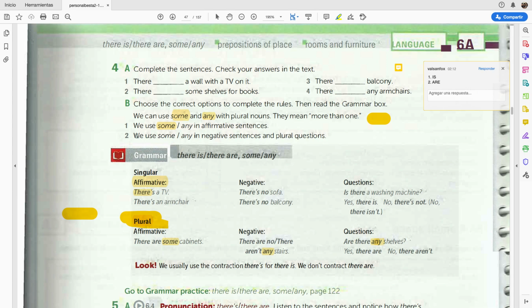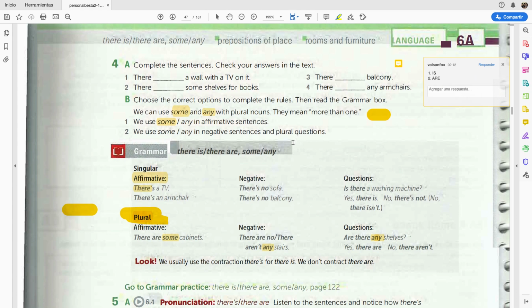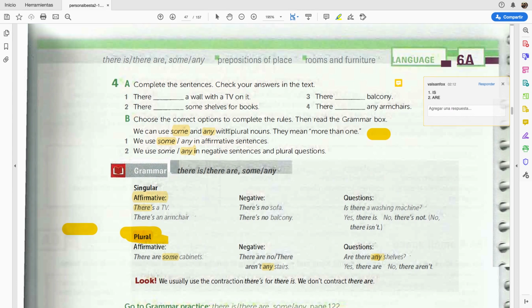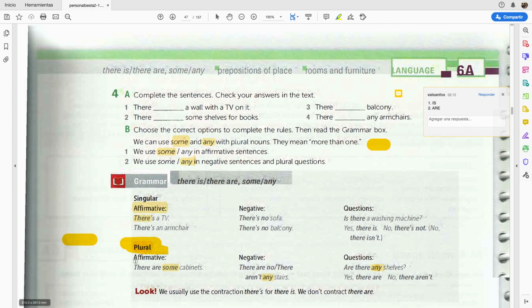Then in number 2 we use any in negative sentences and plural questions. That's very easy. What do we use in negative sentences and in questions in plural? So definitely any. Yes, so that's the general rule to talk about things that exist, things that are there.